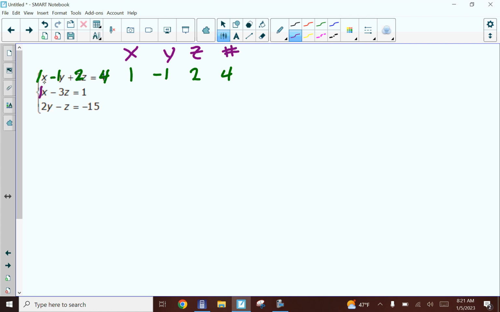So this one has the X and it's a 1, but this one doesn't have a Y. So the Y is going to be 0. This one does have the Z and it has a -3 before it. So we're going to put -3 here. And then this one has the 1 after the equal sign.